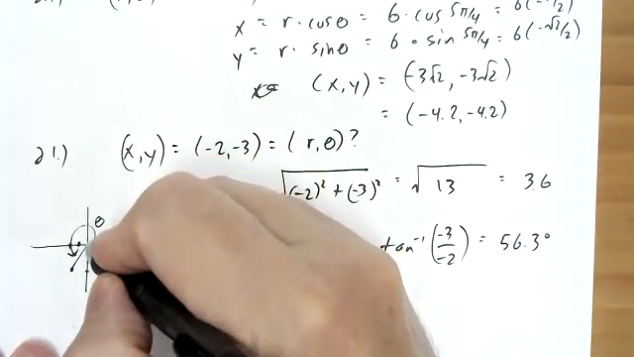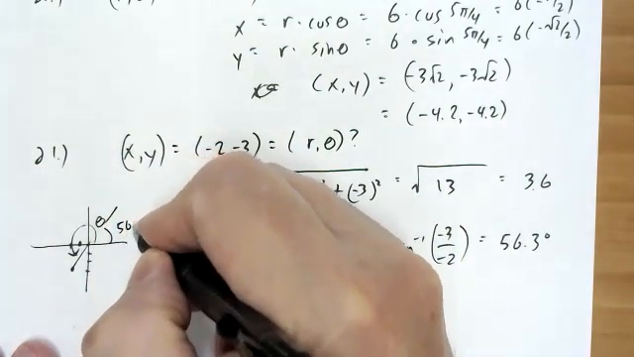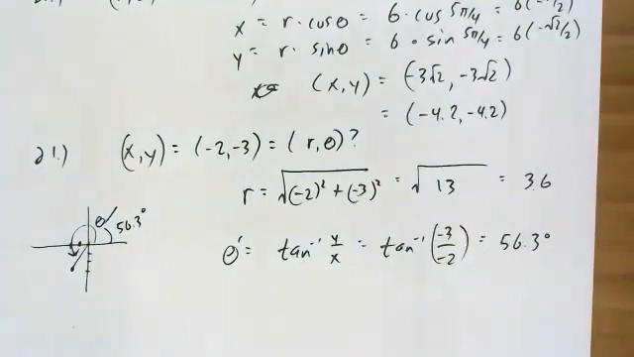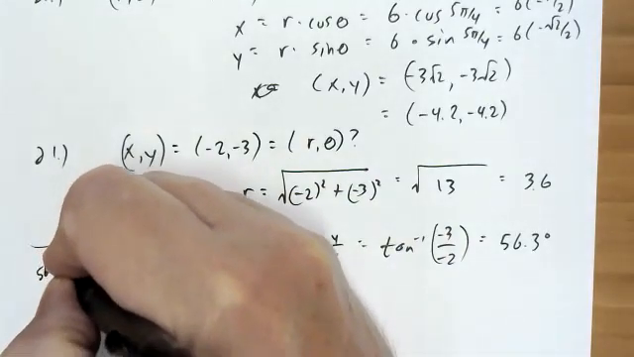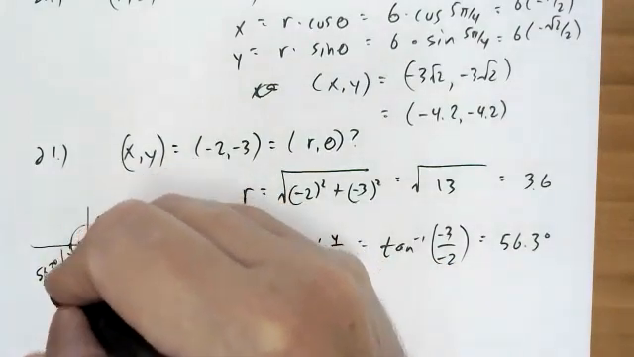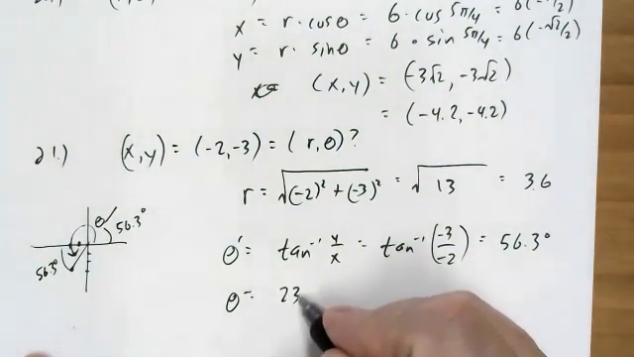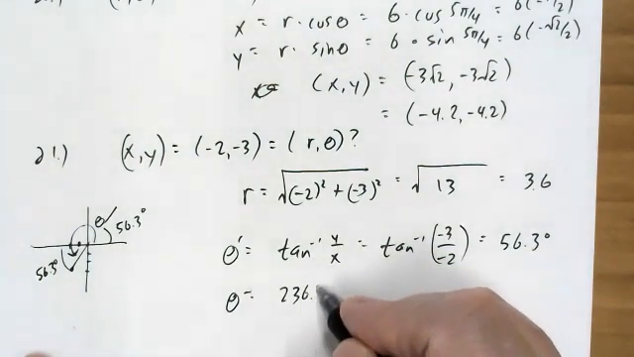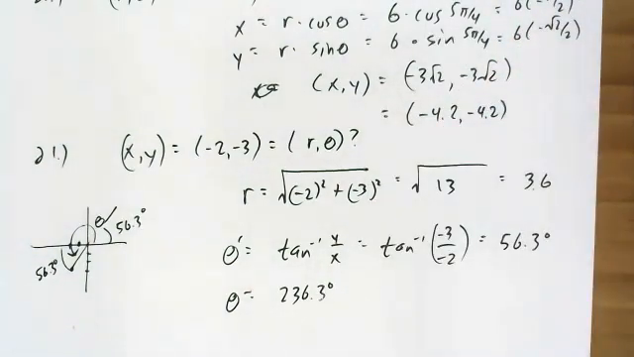Whereas 56.3 degrees actually is going to be that angle right there. So that means this angle here is also 56.3 degrees. So my actual angle is going to be 180 plus 56.3 degrees. If I do this correctly in my head, I think the angle should be 236.3 degrees.